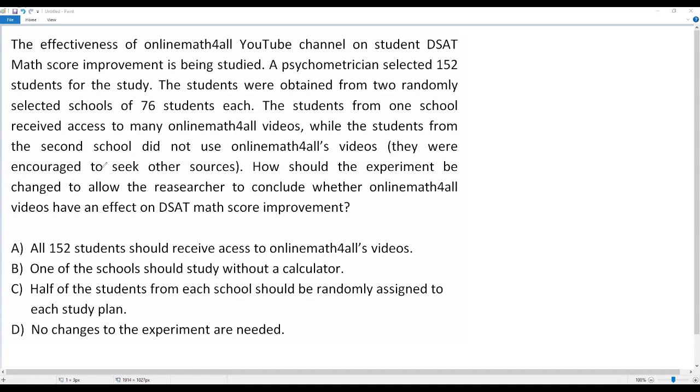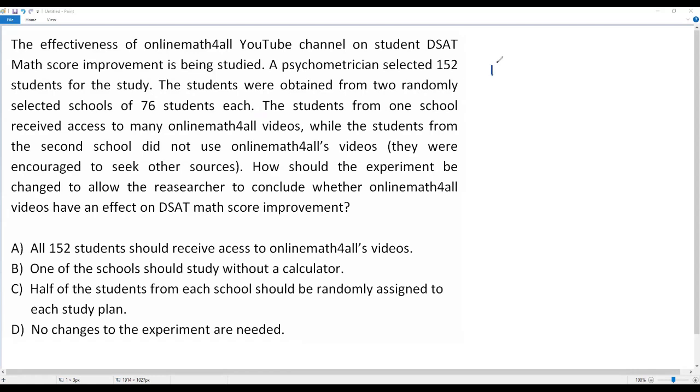How should the experiment be changed to allow the researcher to conclude whether online math for all videos have an effect on DSAT math score improvement? Okay, here we have a sample of 152 students. These 152 students are selected at random from two schools of 76 students each.